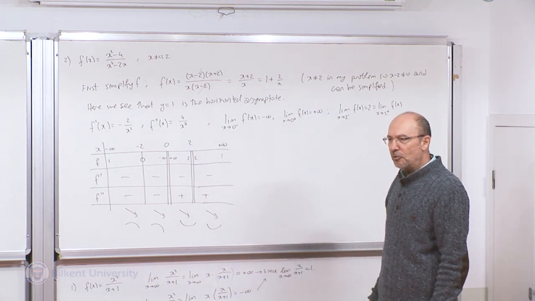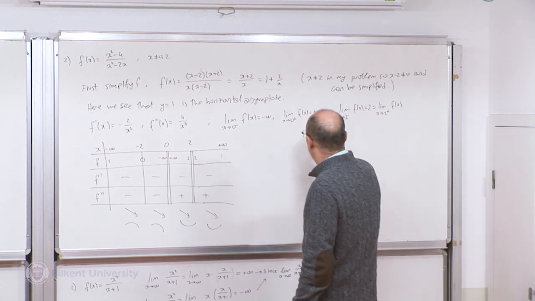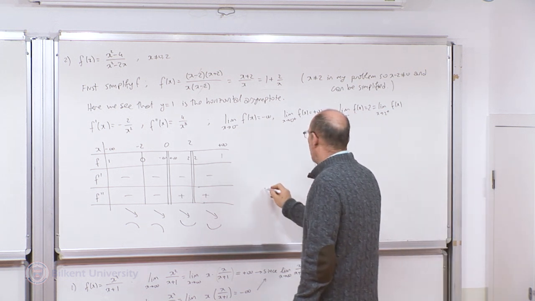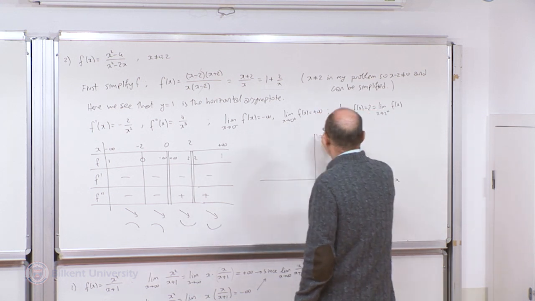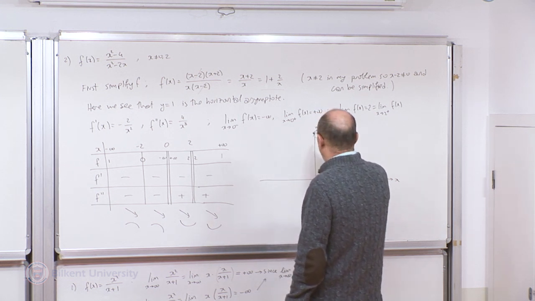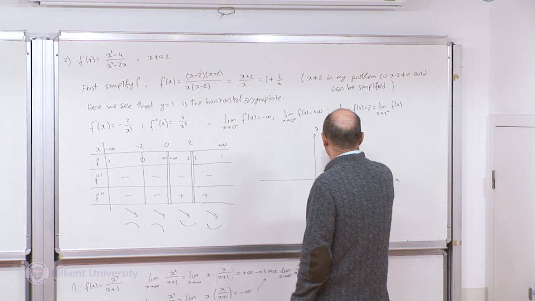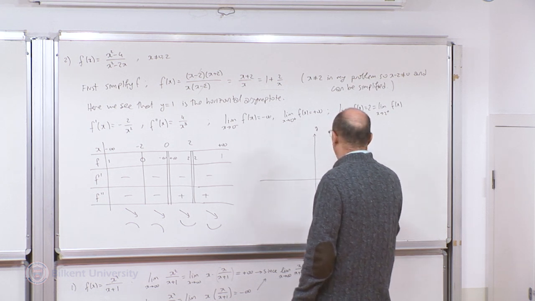So the final thing is to plot this roughly to give an idea as a picture. So we have this x-axis, y-axis. We don't have anything at 0, and for some reason we don't like 2 either. So this is 2.